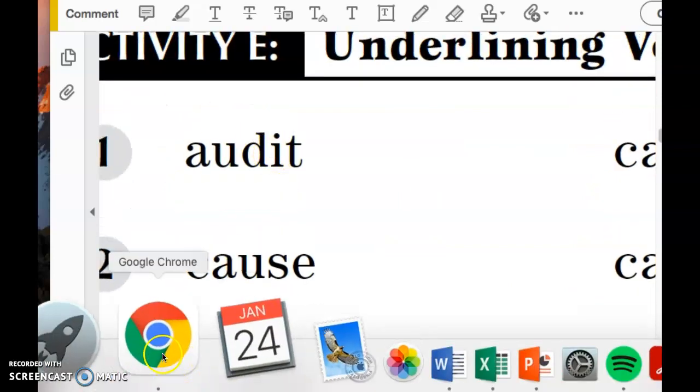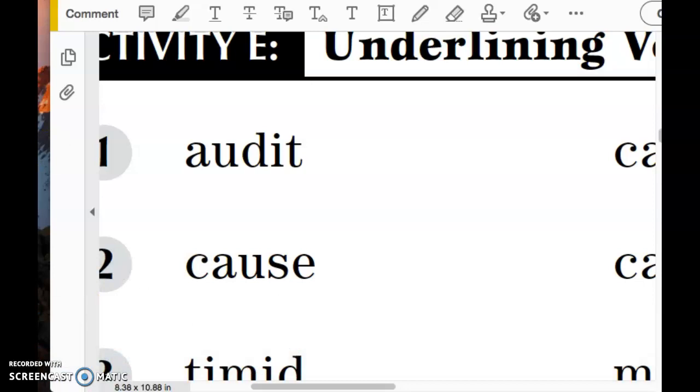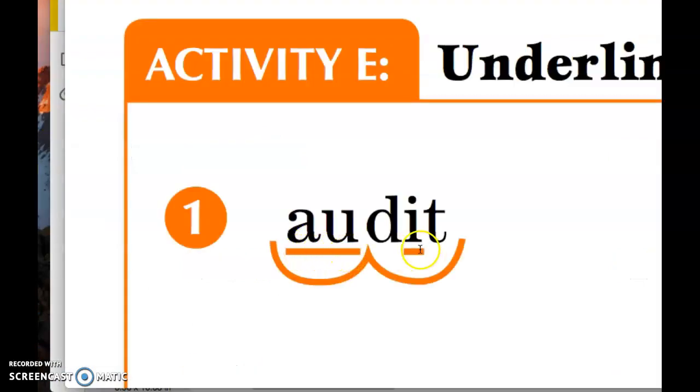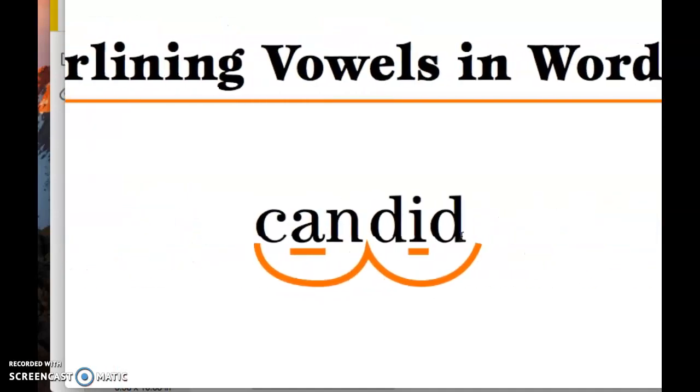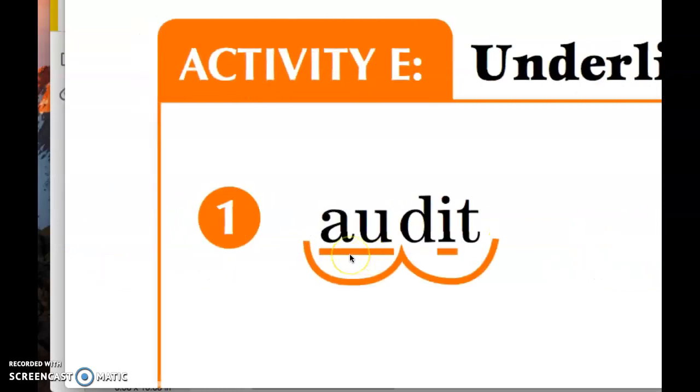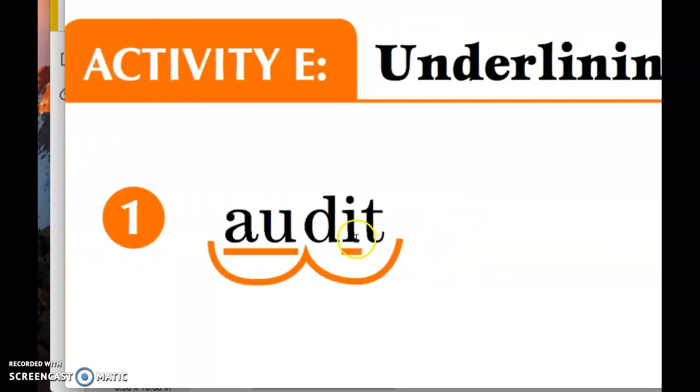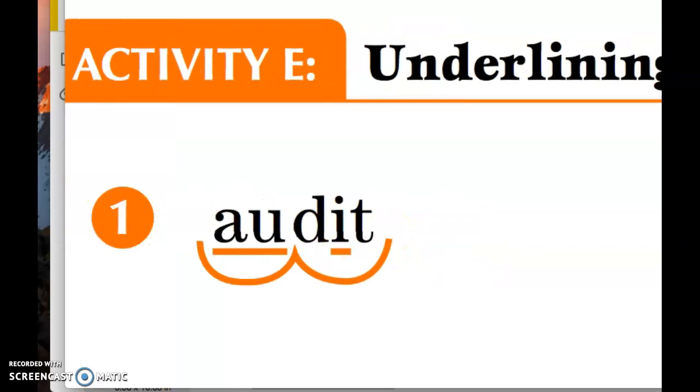Look, I'll show you right now what you have to do. Underline the AU, underline the vowel I. How many vowels? 2. How many word parts? 2. Now let's look at the second word. Underline the letter A, underline the letter I. How many word parts? 2. What word part? Can. What word part? Did. Can, did. And if I didn't read this one, let me read it for you. Ah, did. That's for activity E.